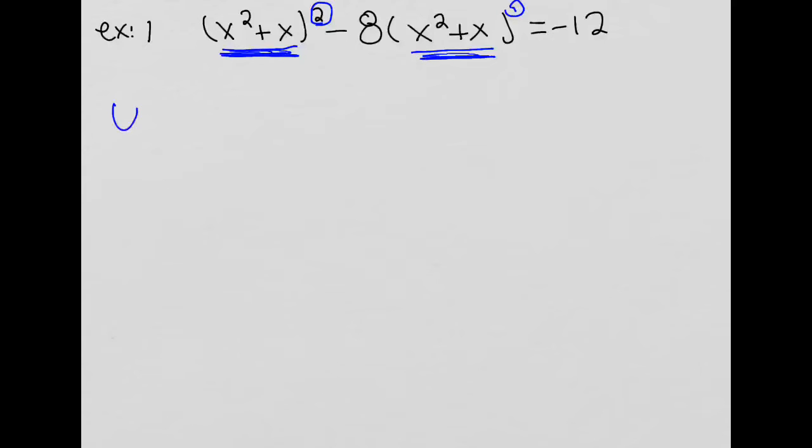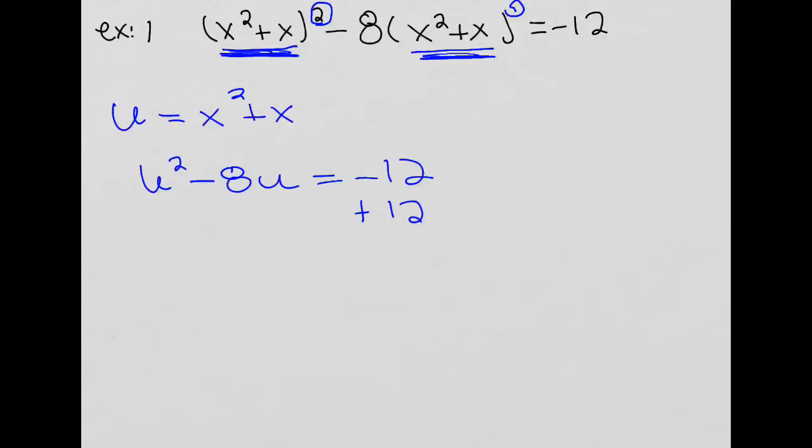So I can say u equals x squared plus x, which means I am going to substitute the letter u for the inside of the parentheses. So that is u squared minus 8u equals negative 12. Now, the ultimate goal is to make this look like the standard form of a quadratic. So I'm going to go ahead and add the 12 to both sides.